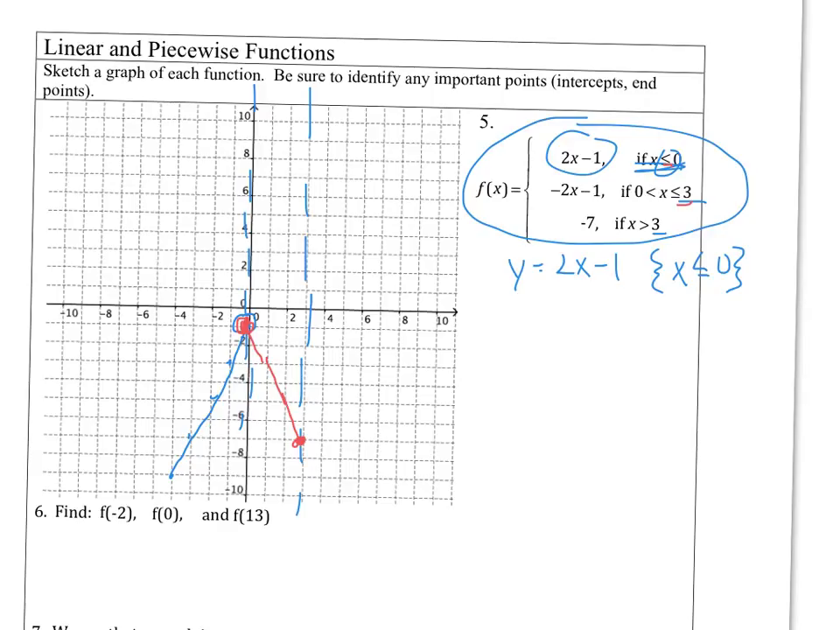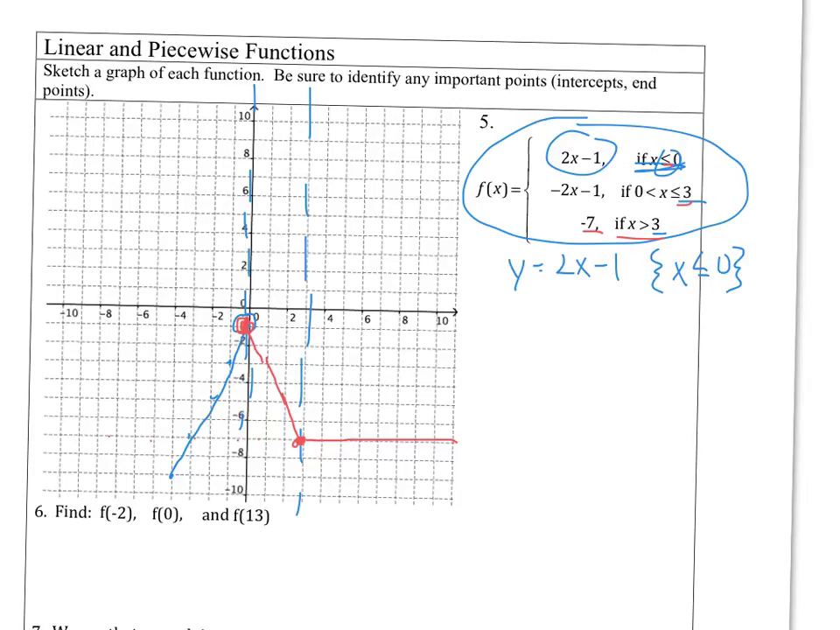Okay. Finally, we got negative 7 if x is greater than 3, so negative 7. Oh, so this is going to be a horizontal line at negative 7, but starting at x equals 3. And what we ended up forming here is kind of a zigzag line, where all three of these things are connected. I guess that's about it for this one.